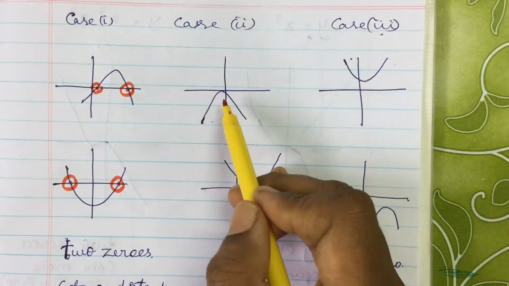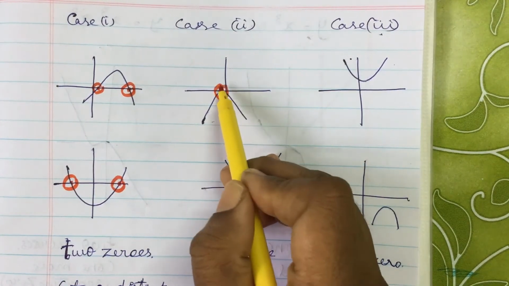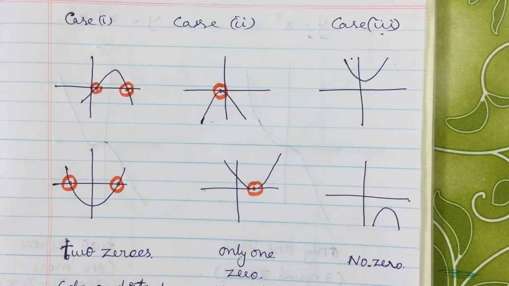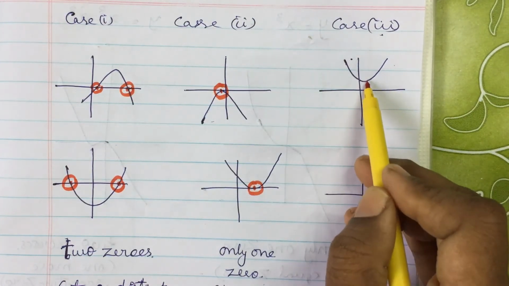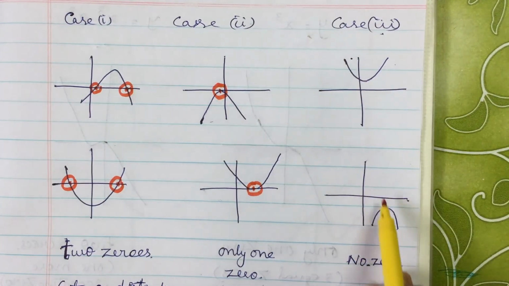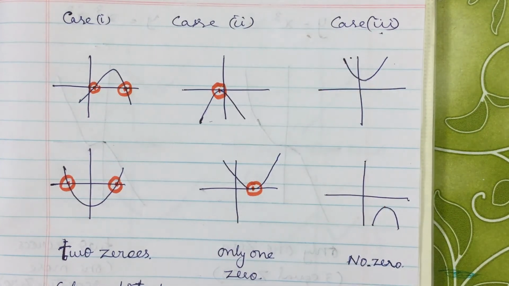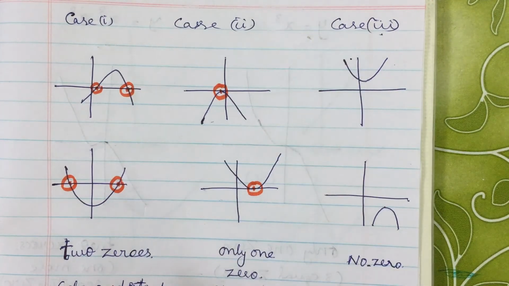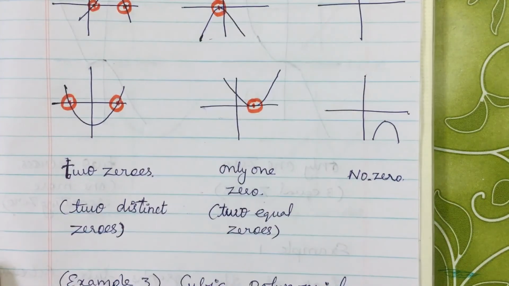Coming to case 2, you can see the parabola cuts or touches the x-axis at only 1 point. Here also it touches the x-axis at only 1 point. And coming to case 3, you can see it never touches the x-axis. Therefore, here also it never touches the x-axis. Therefore, no zeros.